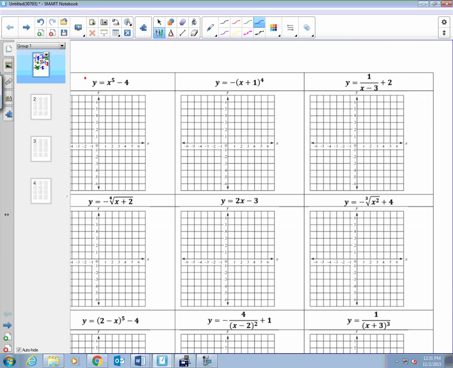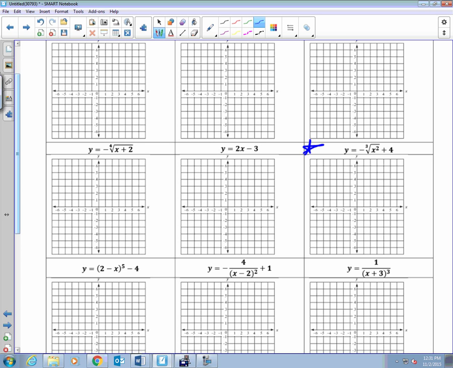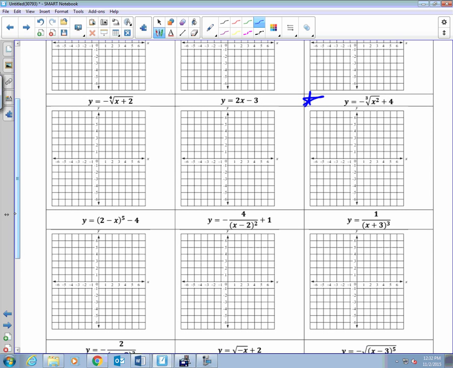We're going to go to one of my favorites. If you flip it over: negative cube root of x squared plus 4, which is the parent function y equals x to the 2/3. That's how I write it in rational form. Remember what that looked like? It's a bird.